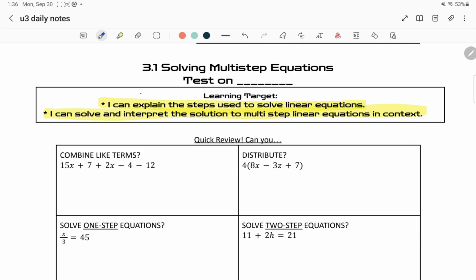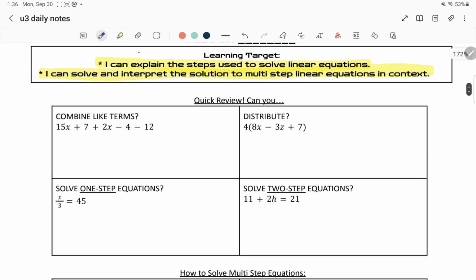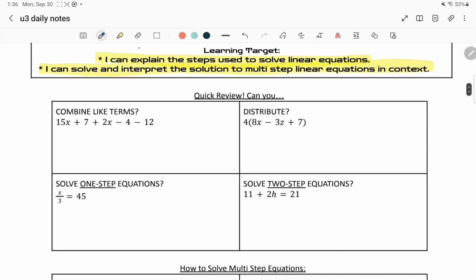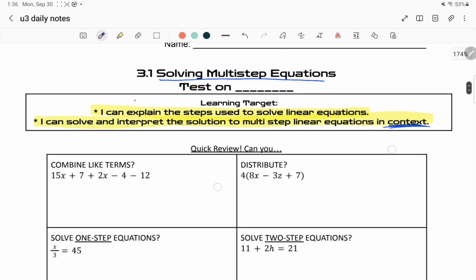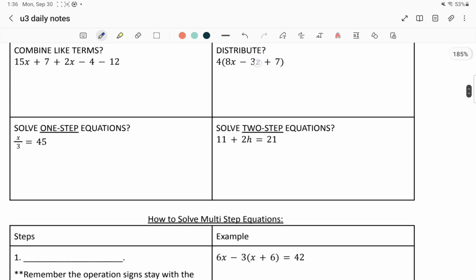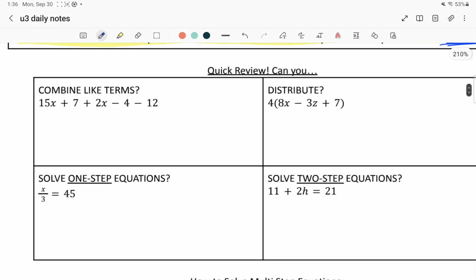Hello students, today we're going to be solving multi-step equations. Before we can do that, and we're also going to be going from context, so that means some word problems too. Before we can do anything, we need to make sure we can do these 4 things, okay? First is combining like terms.